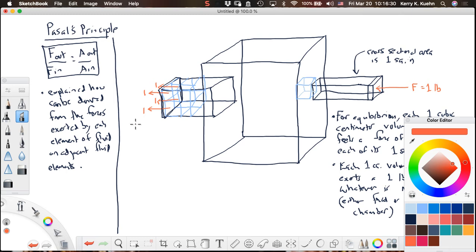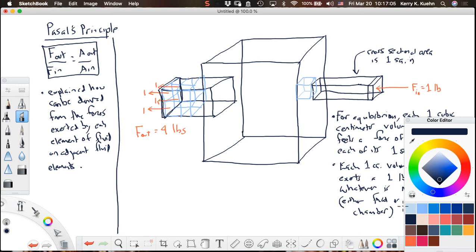So the force on the output side is going to be equal to 4 pounds because there are 4 cubic volumes of fluid that are in contact with it. So the force on the input side is 1 pound of force, and the force on the output side is 4 pounds of force. And it strictly follows from how these forces of interaction are transmitted through this fluid filling this entire chamber. So I guess it's useful at this point to introduce the concept of pressure.